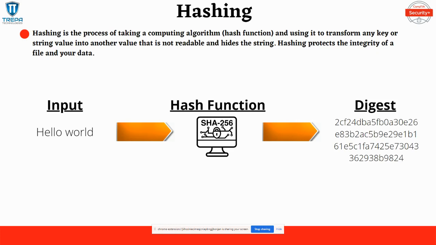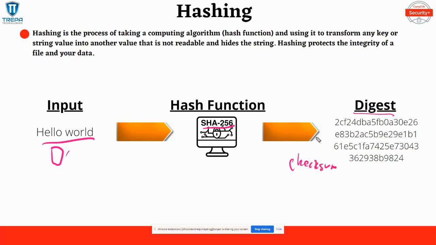What hashing does is it takes an input, whether that's text, like we see right here, or even a data file, and then runs a hash function on that input. That could be a SHA-256 algorithm. And then the output is going to be a unique string, which we call a digest, or sometimes a checksum.